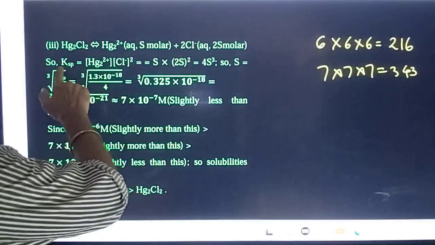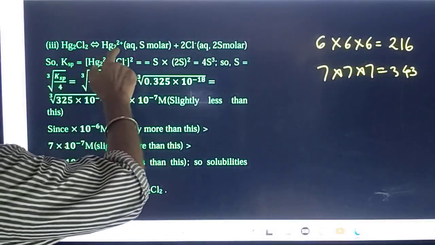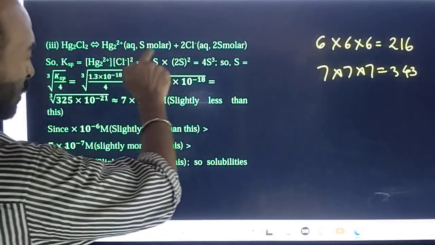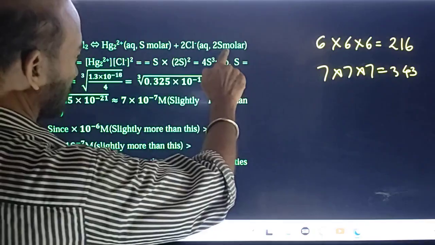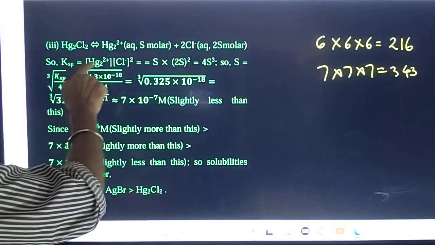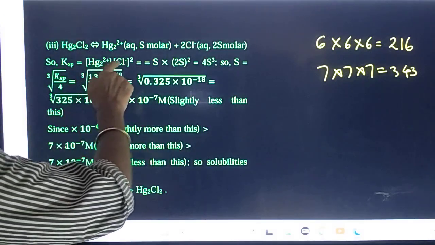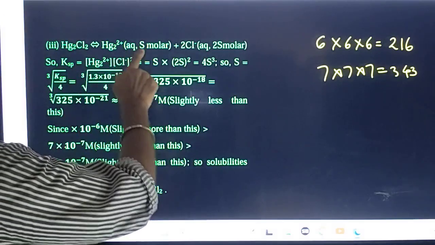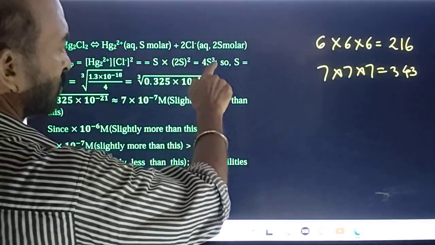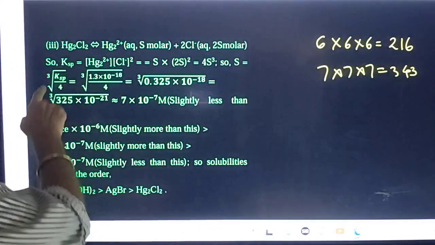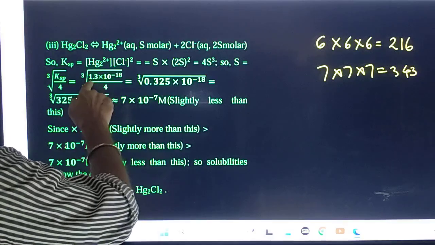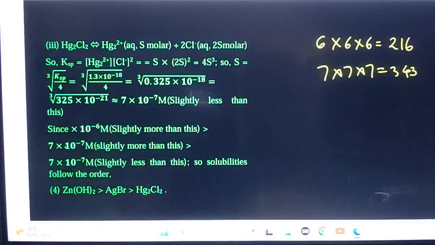So here the ionization is Hg2Cl2 reversibly giving Hg2 2+ at S molar plus 2Cl minus, which will be double the concentration of Hg2 2+, that is 2S molar. Then KSP is equal to [Hg2 2+] into [Cl minus] squared. Again it is of the type S into (2S) squared, as in the previous case, 4S cubed. So S is equal to, as in the previous case, the cube root of KSP by 4. Here it is the cube root of 1.3 × 10^-18, the value given in the question.